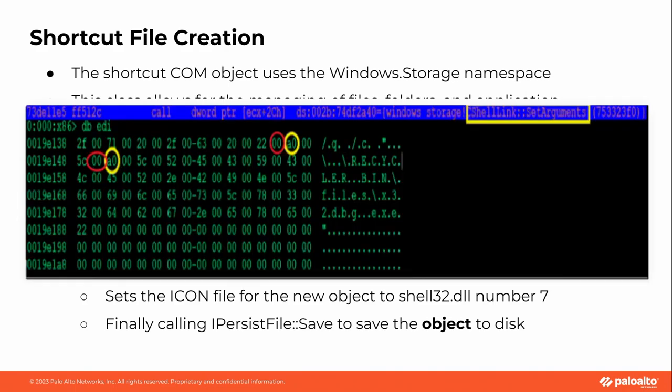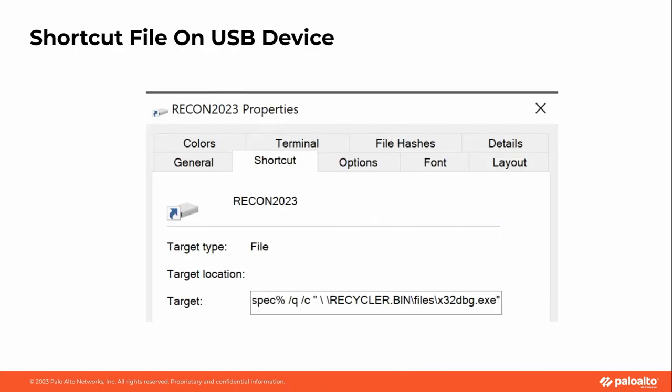And using my favorite, WinDbg, however you want to call it, you can see here in yellow, the first box up there is the shell link calling SetArguments. I'm able to dump that. And you can see here circled in yellow are the NBSP directories and then the path. So /q /c recycler.bin\files\x32debug is what's being passed as the arguments to this object. And if you were to look at this in properties, you would see COMSPEC being used, x32debug being called, COMSPEC being the command variable.